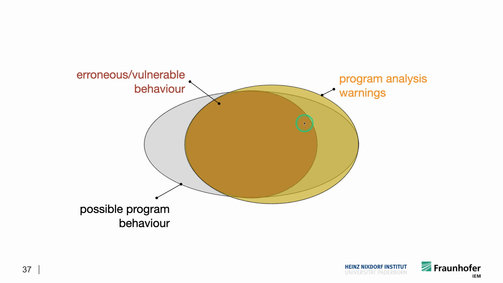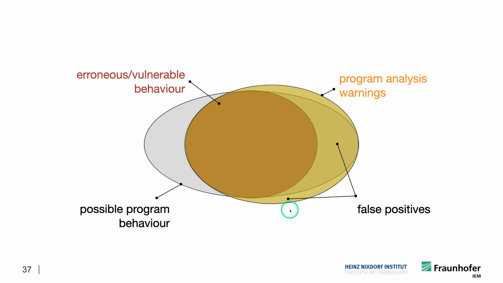So if you have a sound analysis, it will capture at least all these erroneous states, but it can also have false positives, right? And it can have false positives that the program can actually expose. So this is a program configuration that can happen at runtime, but it's not actually an erroneous configuration. But you can also get such false positives here that the program cannot even exhibit, because the program can never actually be in this state. Okay, so you can have both kinds of these approximations.